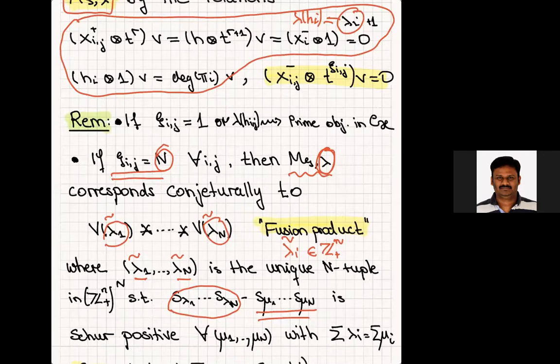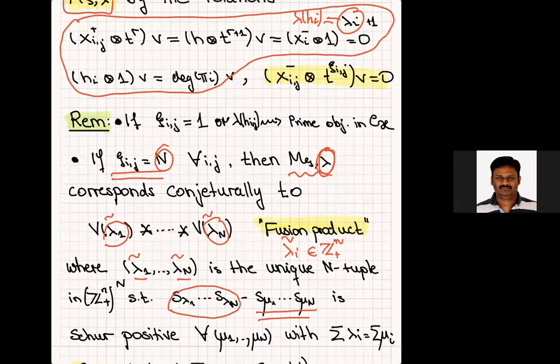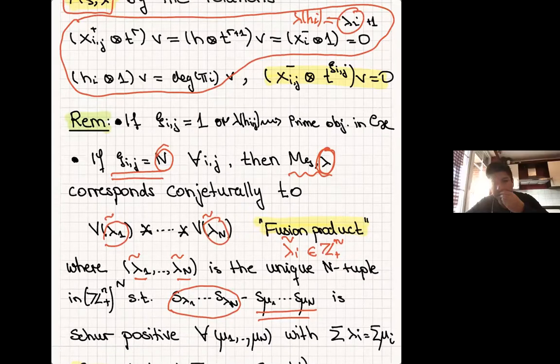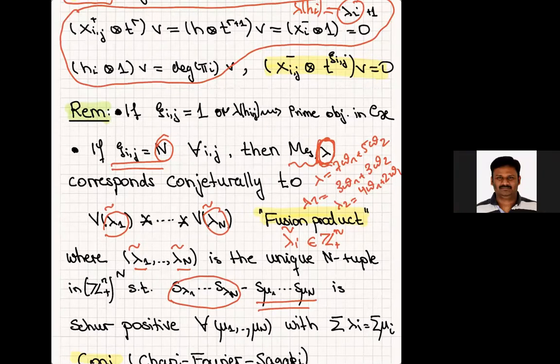For example, if you take lambda to be 7 omega_1 plus 5 omega_2, so this is now this lambda over here, then lambda_1 is, I think, 3 omega_1 plus 3 omega_2, and lambda_2 is 4 omega_1 plus 2 omega_2. So you split the lambda into lambda_1 plus lambda_2 in a way that this tensor product is as maximal as possible.